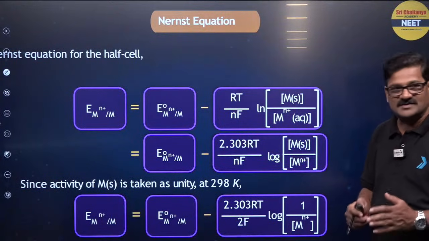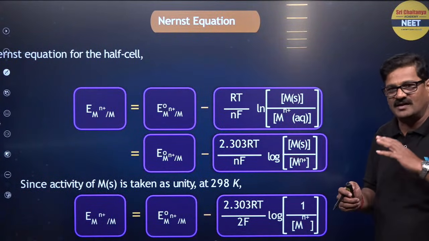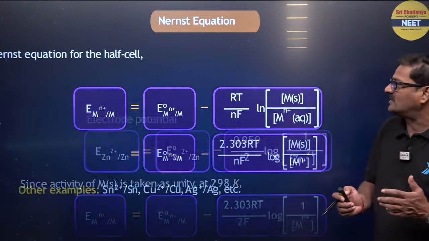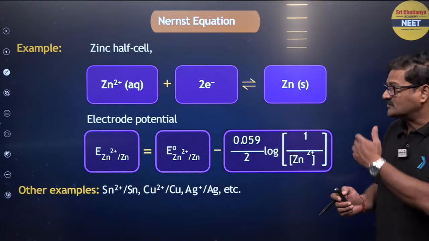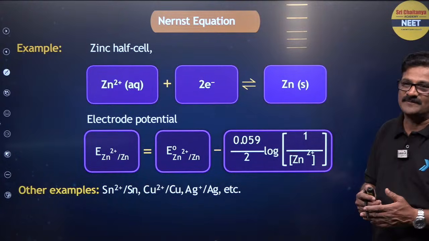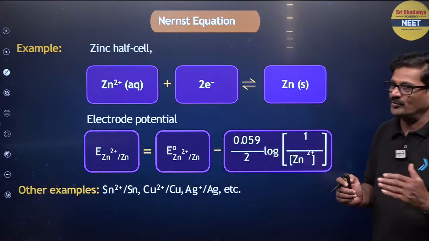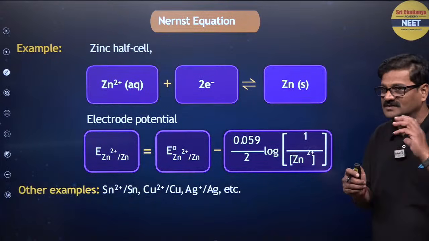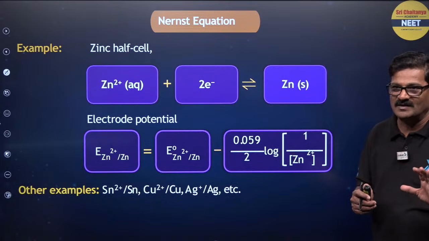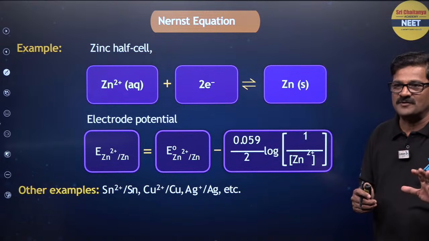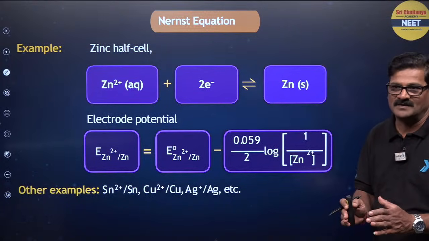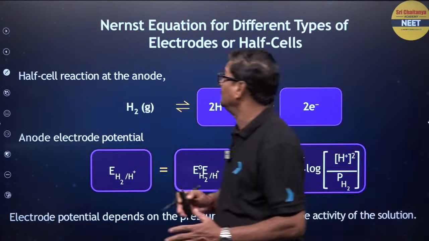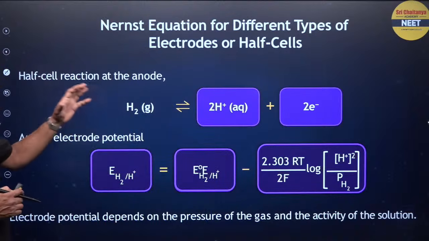Now we can see the Nernst equation for a metal, it could be zinc 2 plus or copper 2 plus. This is the generic equation I wanted to say. It is for single electrode potential. It could be cathodic or anodic. So these are all the various versions of writing the Nernst equation. It is changing from Mn plus to M. N is the number of electrons. And I want to say Nernst equation for different types of electrodes or half cells.